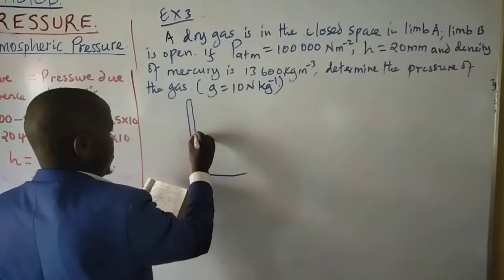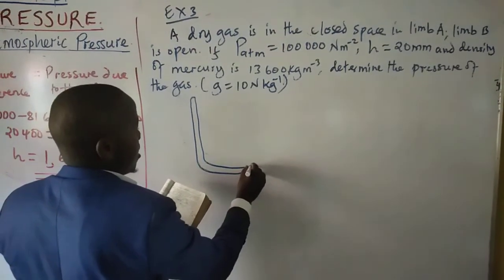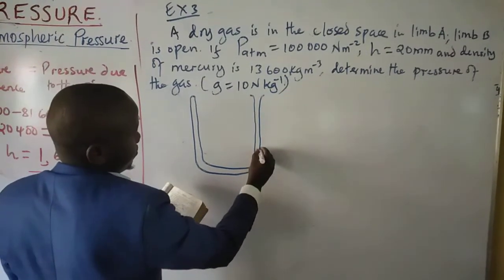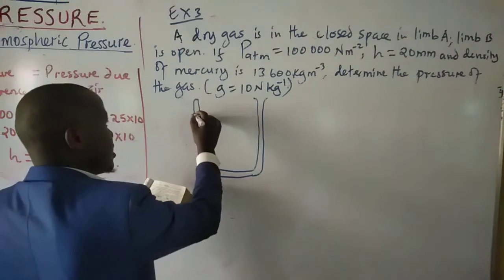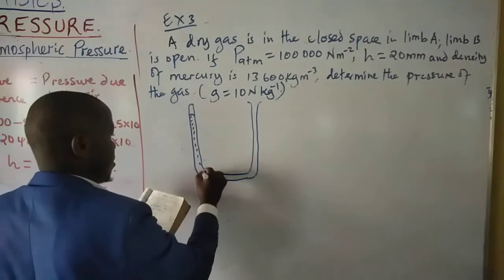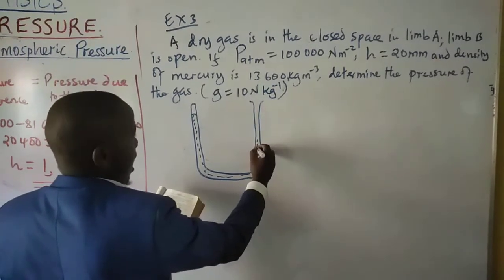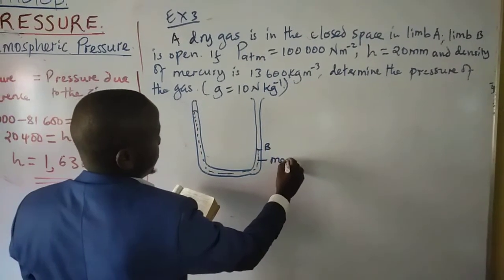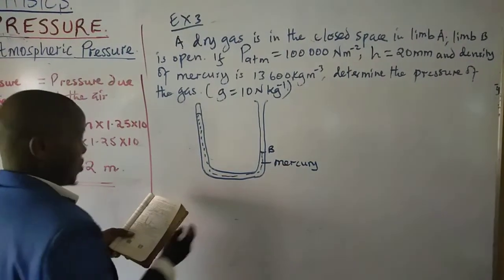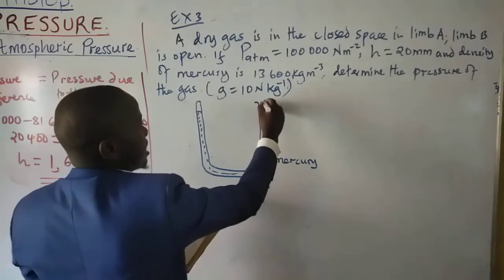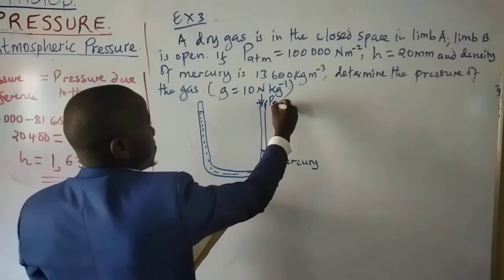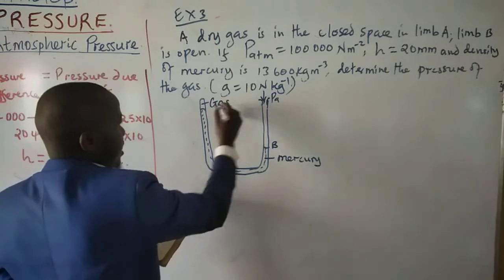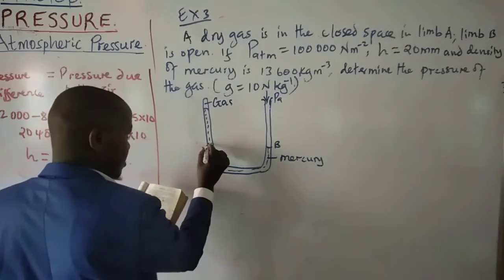So this is the diagram. It's a simple manometer, a mercury manometer, which is used to measure pressure. Therefore, we are told that in this, we have mercury up to part B. This is mercury. Then we have this part being open, part B. Then we are told this is atmospheric pressure. But here we have a gas. In this space we have a gas. Then this is part A.